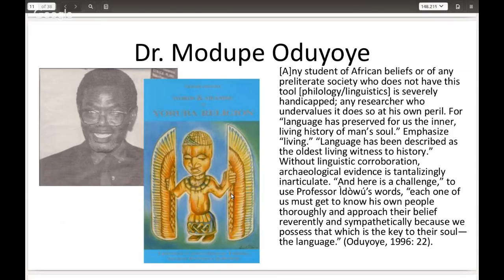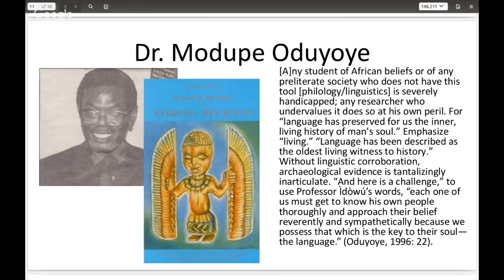And in this text, he says, any student of African beliefs or of any pre-literate society who does not have this tool, philology and linguistics in general, is severely handicapped. Any researcher who undervalues it does so at his own peril. For language has preserved for us the inner living history of man's soul. Emphasize living. Language has been described as the oldest living witness to history. Without linguistic corroboration, archaeological evidence is tantalizingly inarticulate.